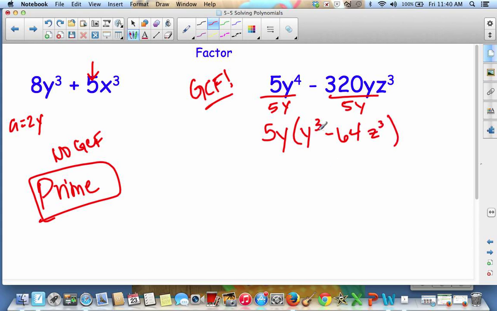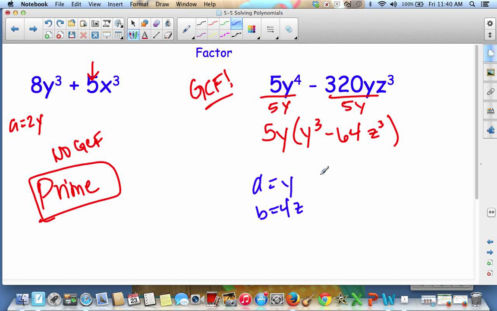So y cubed, that's a perfect cube. So then a would be y. And 64z cubed, 64 is a perfect cube. The cube root of 64 is 4. So b then would be 4z. So let's go ahead and just factor this part right here.